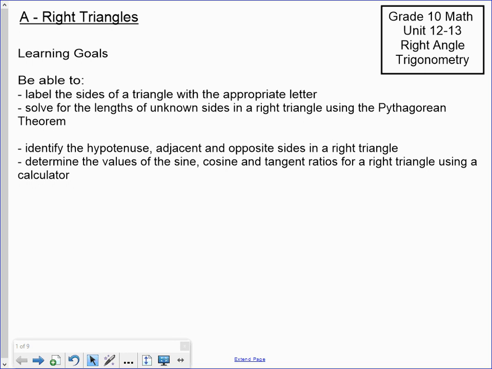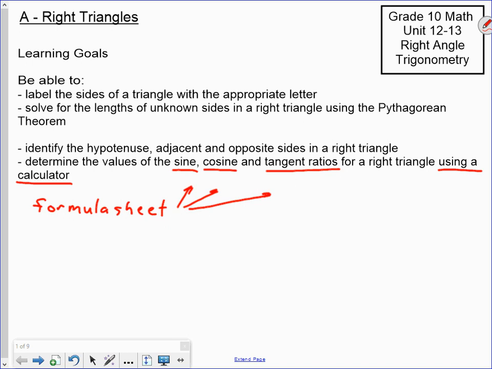We're going to want to be able to identify the hypotenuse, the adjacent, and the opposite sides in a right triangle. And we want to be able to determine the values of the sine, cosine, and tangent ratios for a right triangle using a calculator. So calculator skills are going to be really essential for this unit. Even if you're just watching this lesson, make sure you've got your calculator with you. The other thing that you're probably going to want to have is your formula sheet, because it is going to list some information about the sine, cosine, and tangent ratios that we're going to introduce a little bit today, but really focus on in later lessons.